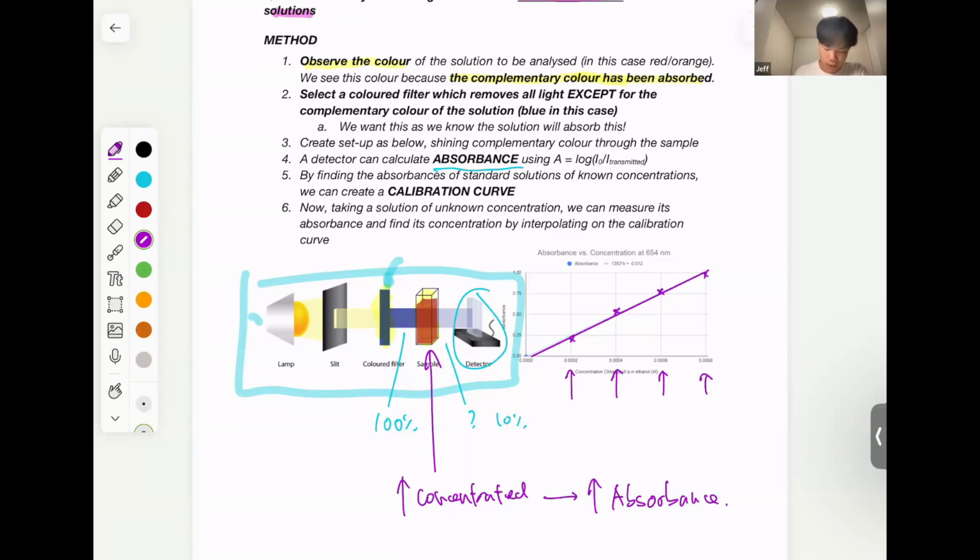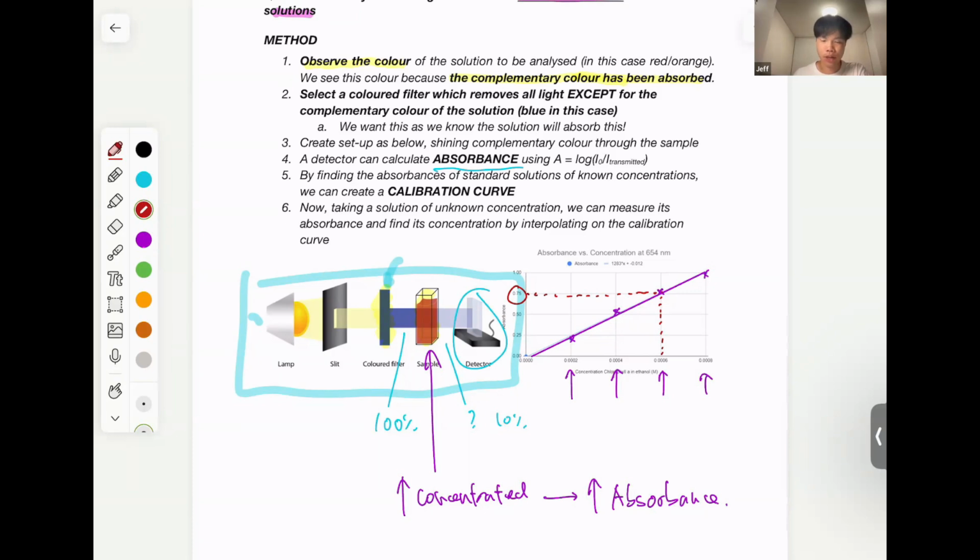Now, if you substitute this solution with any solution of unknown concentration, you can measure the absorbance, say it's 0.75, read across onto your graph, and you can find that it has a concentration that is now known from your calibration curve.